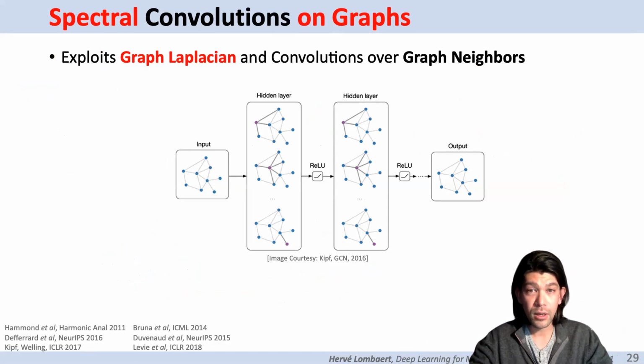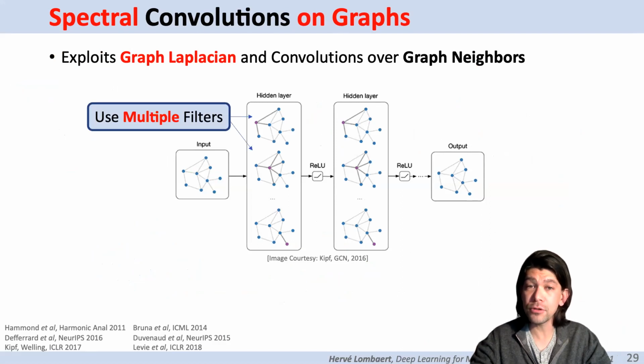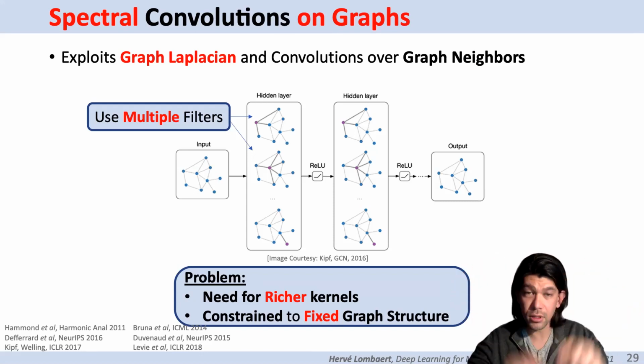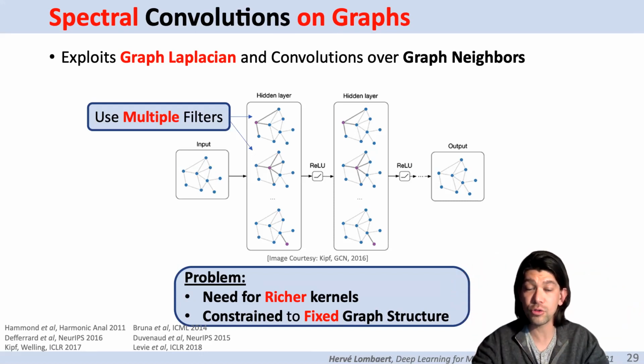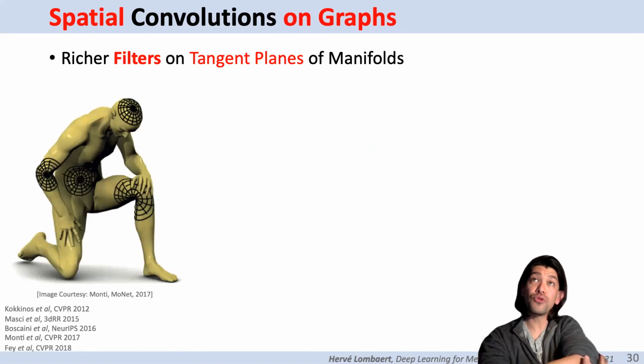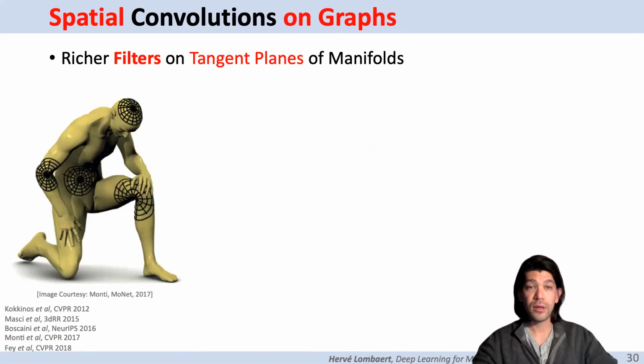But again, with this approach using a simplified polynomial, you don't get anything fancy here, but you can have multiple filters, multiple thetas. That's okay, you get a little bit more, but still it's not very fancy or rich kernels that we have here. And again, you're constrained here to a fixed graph structure. So the structure of your graph has to be fixed. It's always the same graph that you learn.